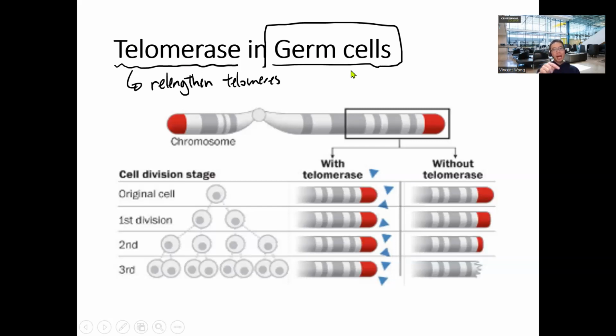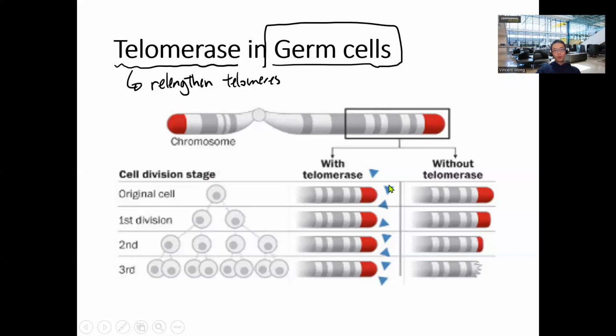This wasn't happening with the cloning because they took the nucleus from the somatic cells. There is no telomerase in the somatic cells, so there is no resetting of those lengths. The sheep inherited the shortened telomeres. But that doesn't happen in real life because we have telomerase in the germ cells.